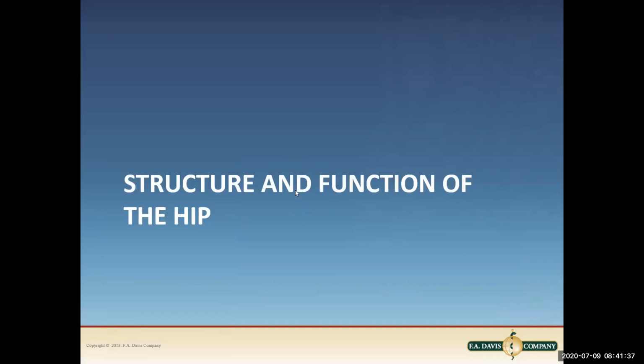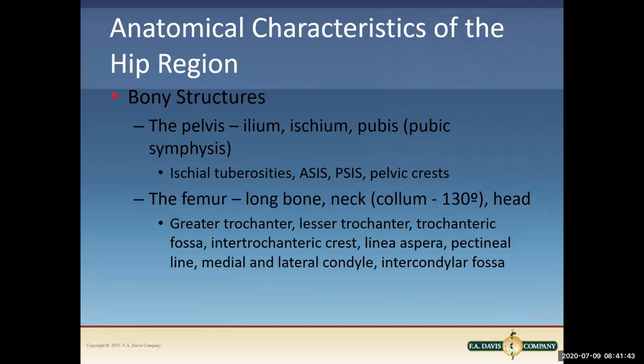So we're going to fly through some of the review, but then we're going to talk about the specific thorax of the hip itself. So, structure and function of the hip. Obviously, we have the pelvis and the femur. We've already covered this in kinesiology. We also talked about the neck or the column of the femur having that 130-degree angle, which then leads down to the Q angle of the knee.